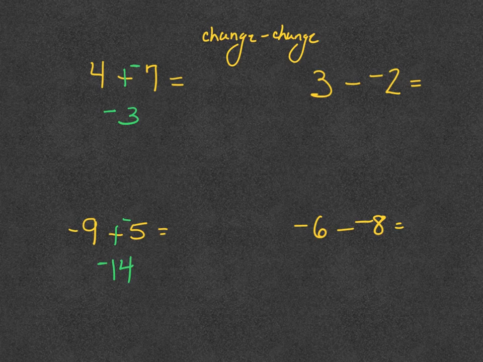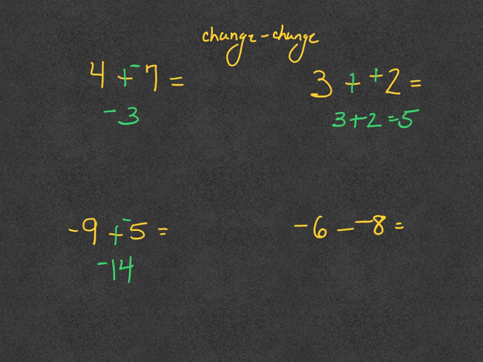All right, let's try that with this example, 3 minus negative 2. Change subtraction to addition. And the opposite of a negative 2 is a positive 2. So now I'm just going to rewrite it as 3 plus 2, and we know 3 plus 2 is 5.